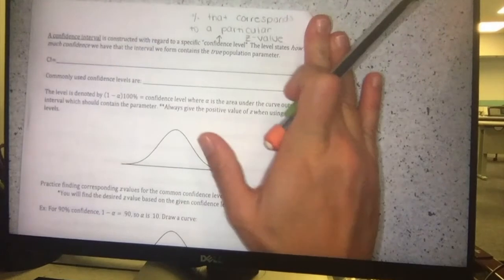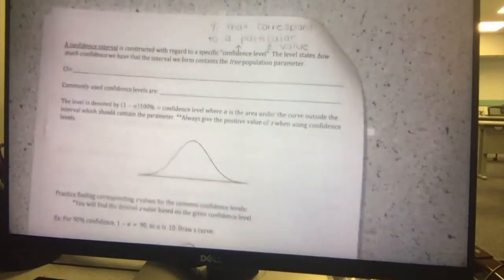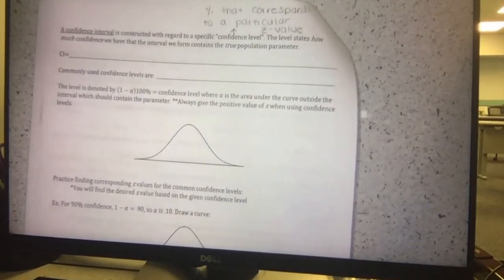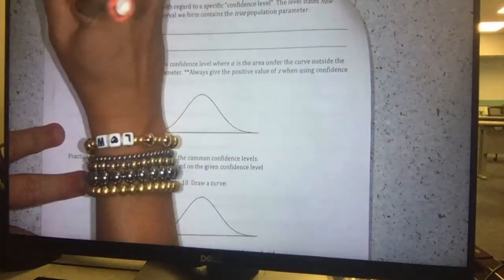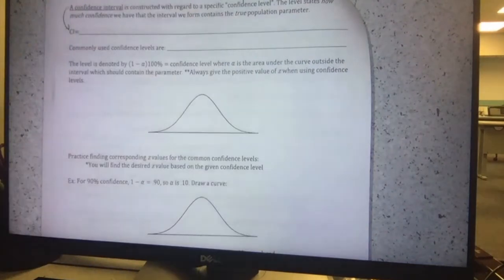So the level states how much confidence we have that the interval we form contains the true answer, the true population parameter. So a confidence interval, which we usually label as CI, just because we are efficient.